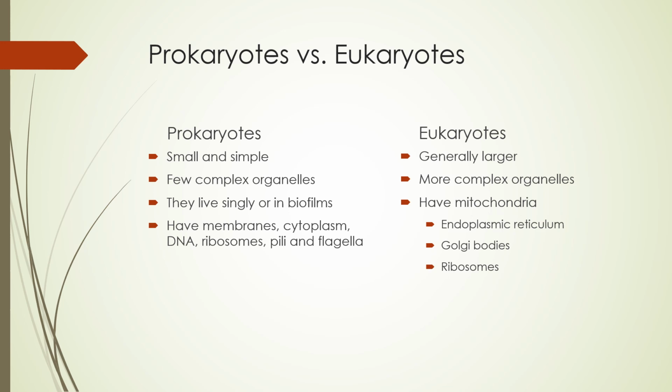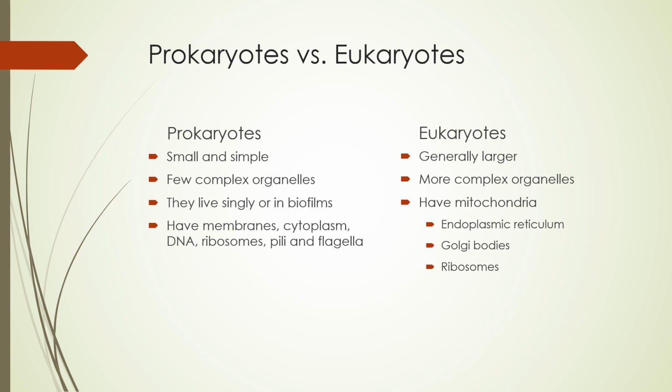Prokaryotes versus eukaryotes. Let's go ahead and talk about that. So the prokaryotes are small and simple. They have few complex organelles, and they live singly or in biofilms. They have membranes, cytoplasm, DNA, ribosomes, pili, and flagella. Bacteria are prokaryotes. We group bacteria together based on morphology, staining, motility, metabolism, and genetics.